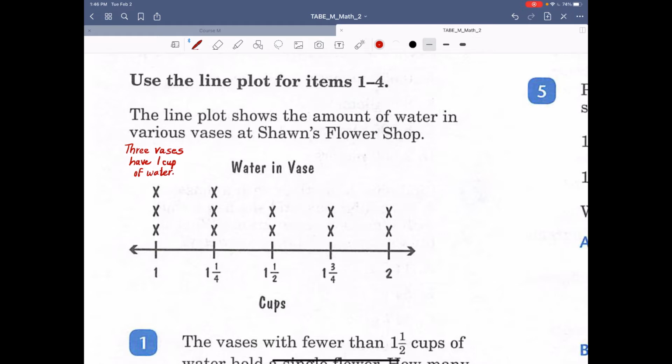Three vases have 1 1/4 cups of water. Two vases have 1 1/2 cups. 2 vases or vases have 1 3/4. And 2 vases have 2 whole cups.